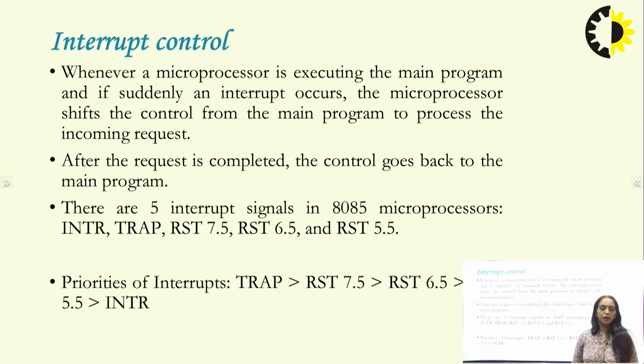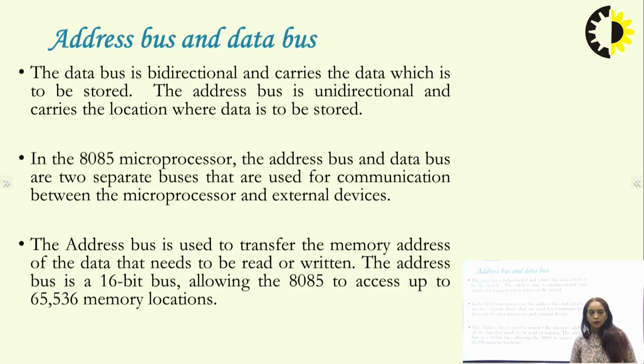These interrupts can be classified into 2 parts. One is hardware interrupts, because they have a dedicated pin in the IC of 8085. The other is software interrupts, which are given during assembly language programming. Then lastly, we have the address buses and data buses.